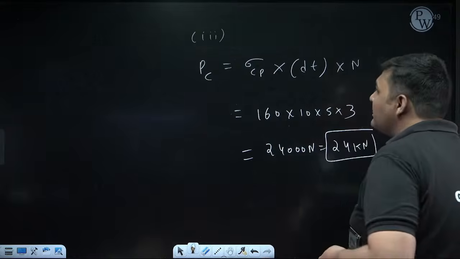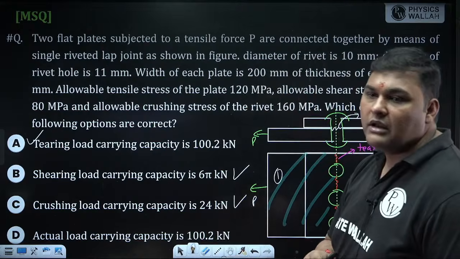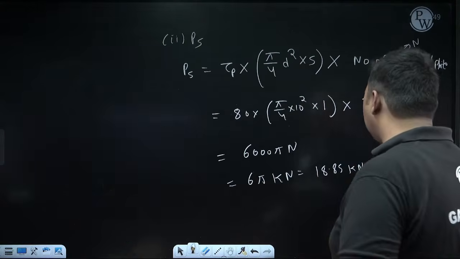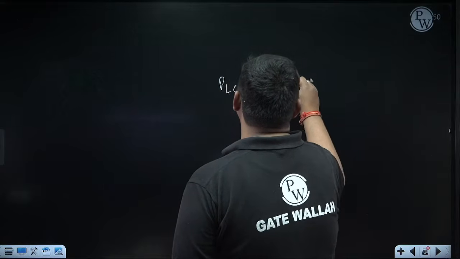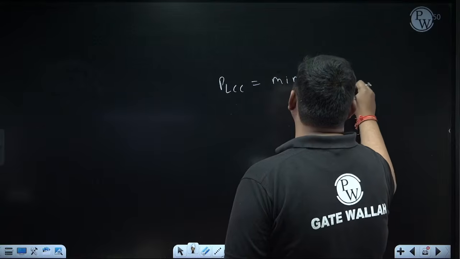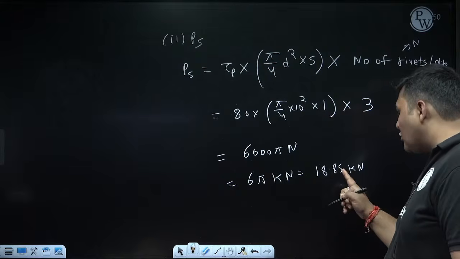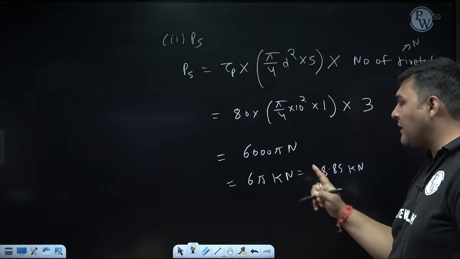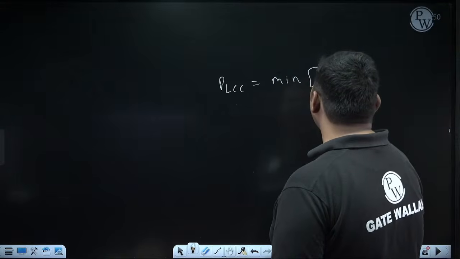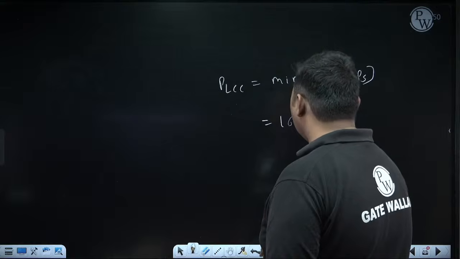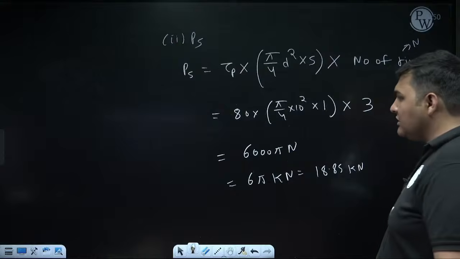So, for this question, the value of crushing load carrying capacity is 24. So, C is also correct. Now, D is actual load carrying capacity. Okay. So, actual load carrying capacity is minimum out of PT, PC and PS. Now, this is 24. It is 6 pi or 18.85. So, out of these two, 18.85 is lesser. Now, means 6 pi is lesser. It is 100.2. So, out of all these three value, can I say 6 pi or 18.85 is lesser? So, for this question, the actual load carrying capacity is 6 pi kilonewton.